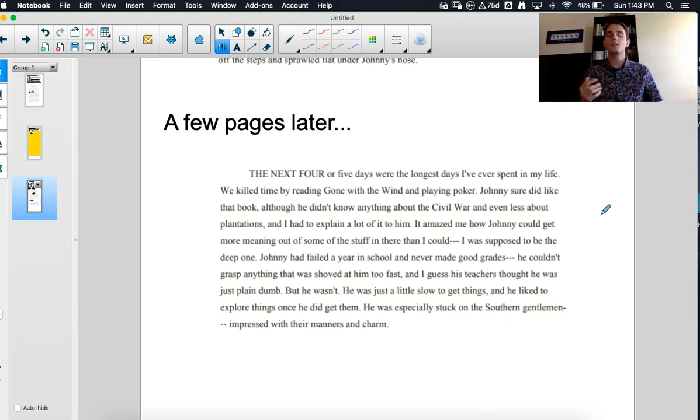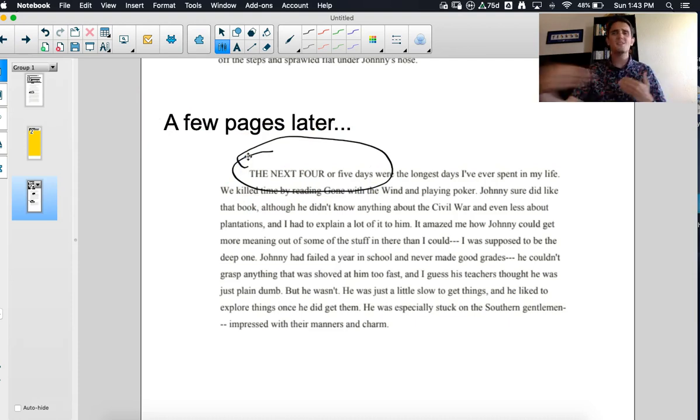So like the text above, we kind of have a mentioning of time here. So the next 4 or 5 days were the longest. So the reason why the author might choose to do that is because maybe there's not a lot of interesting stuff that's going to go on there.